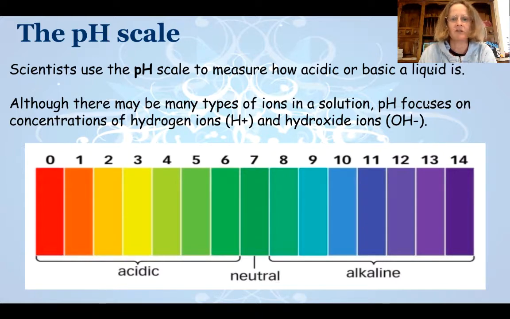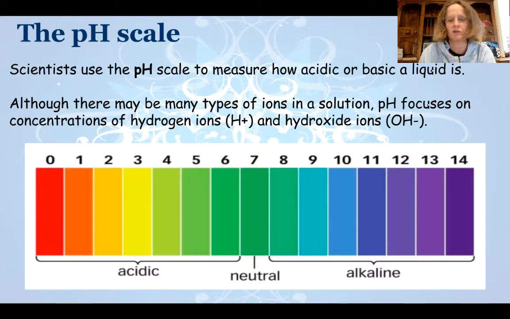The pH scale is very useful because you can measure how acidic or basic a liquid is. There are lots of ions in a solution that you might be using in the laboratory, but the pH is looking out for the hydrogen ions and the hydroxide ions. So there's a pH scale. You can see it runs from 0 to 14. pH 7, right in the middle there, is called neutral. pH 7 is neither acidic nor basic or alkaline.